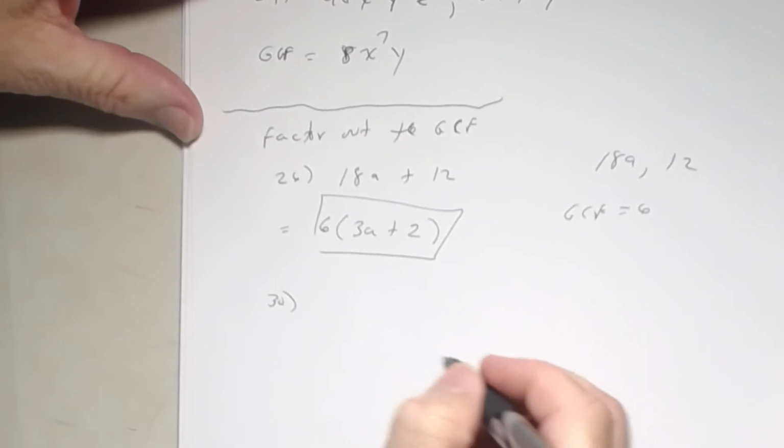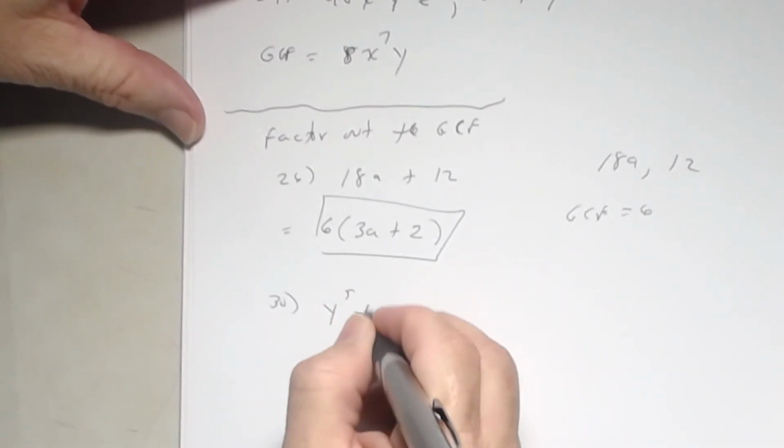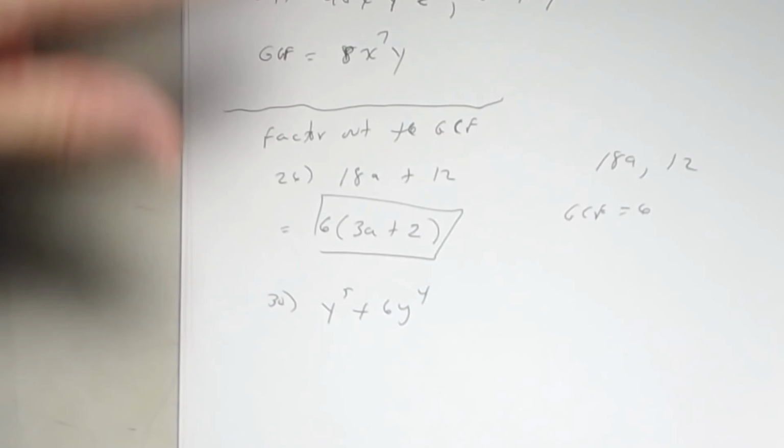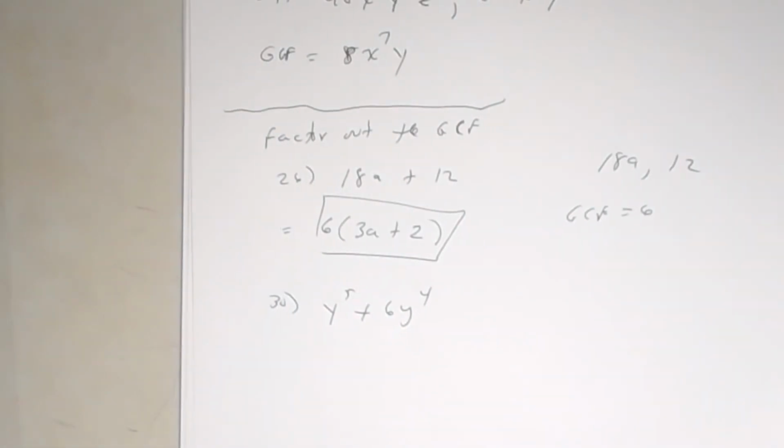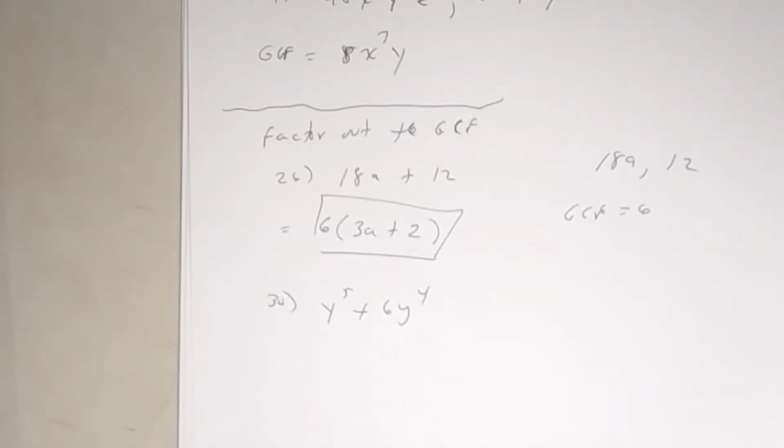You have y to the 5th plus 6y to the 4th. You have to be able to look at this polynomial and determine what the GCF is. What do you think the GCF is? Anybody else? You all agree it's y to the 4th? It may not be. I'm just asking. I don't agree, but I'll probably be wrong. What do you think it is?